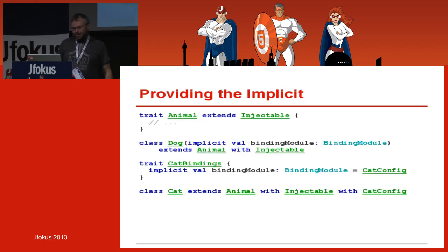Okay, providing the implicit. The one way to do it is a constructor parameter where you say implicit val bindingModule of BindingModule. Sometimes you can't do that with third-party libraries. A great example is Wicket and Guice. When Guice came out, you had to get support in Wicket before you could use Guice with Wicket. That was one of my design goals with SubCut: you should be able to use it anywhere with any other libraries that you want to.